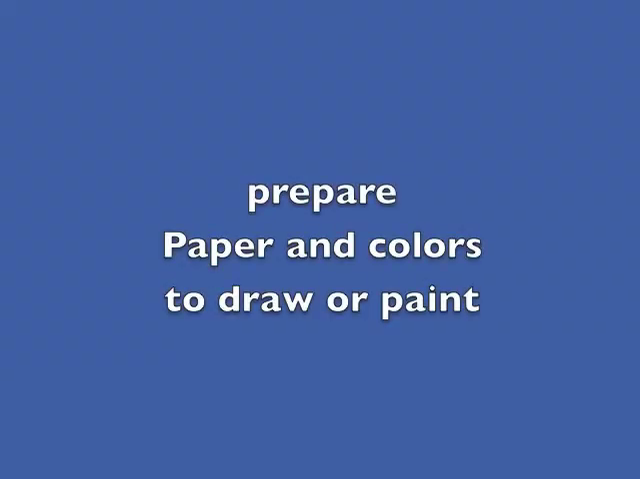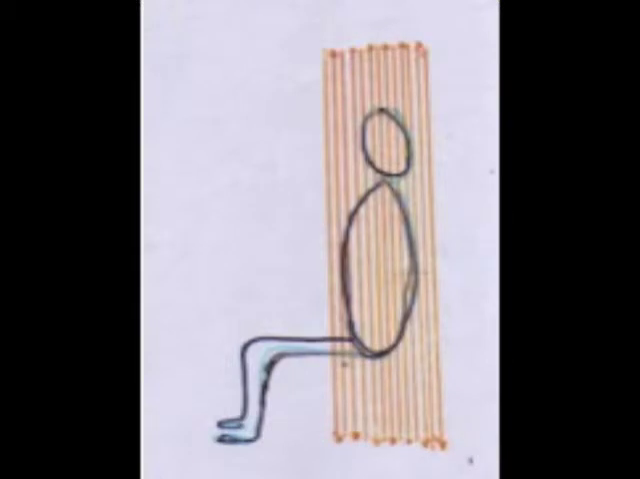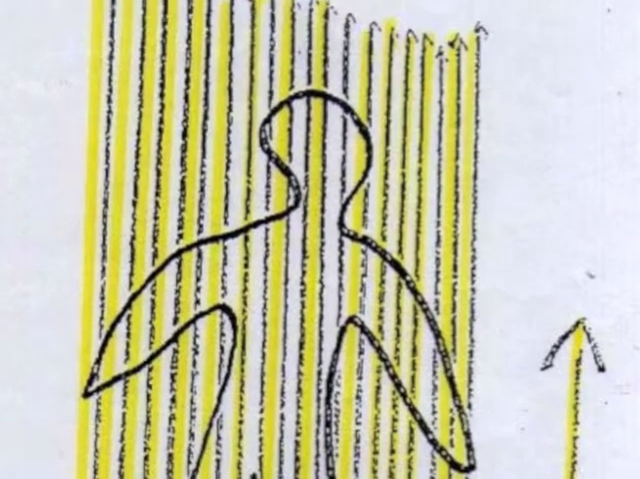Prepare now paper and pens and colors to draw or paint what you see in your self-process. And we start with a parallel breath by Dr. Fritz Smith. Imagine to be able to breathe in by your hips and accompany the breath through many parallel ways all the way up until it gets out by the head and the shoulders. And when you breathe out, accompany the breath. See how it gets down through many parallel ways until it gets out by the hips. And continue with the parallel breath, breathing all the way up and all the way down when you breathe out.